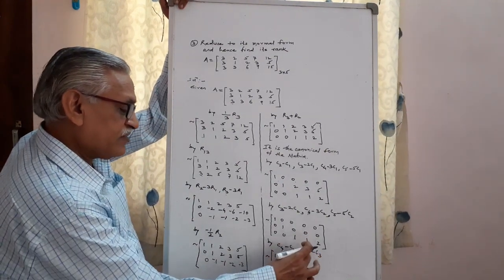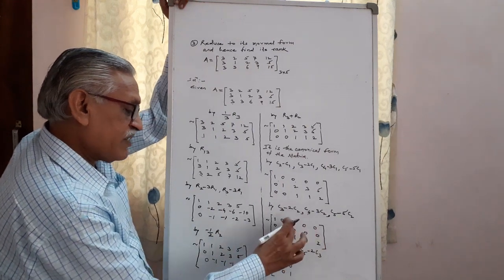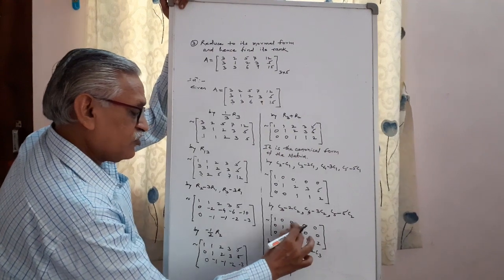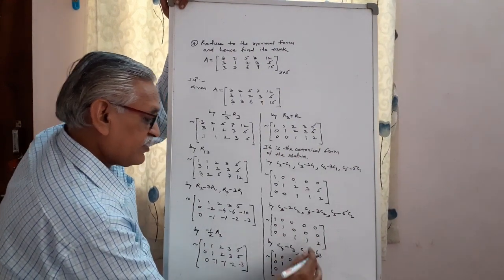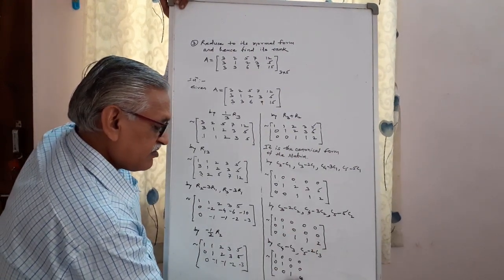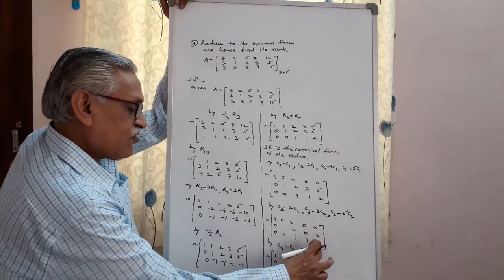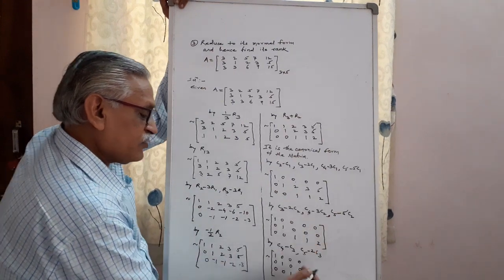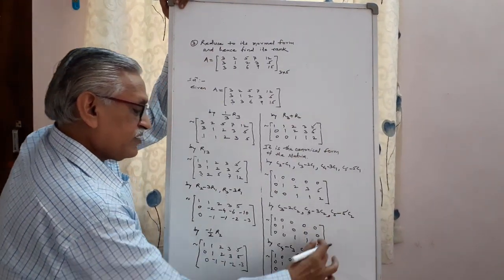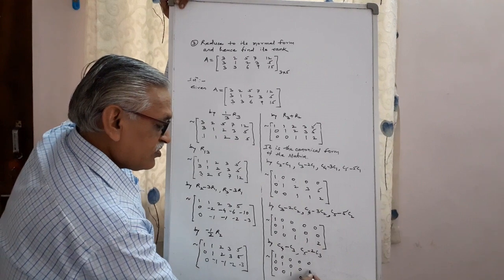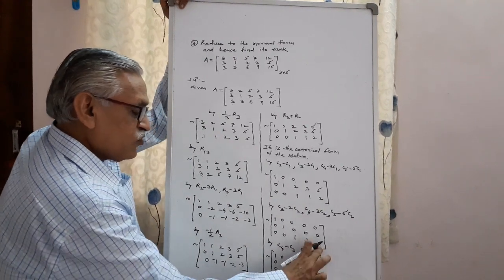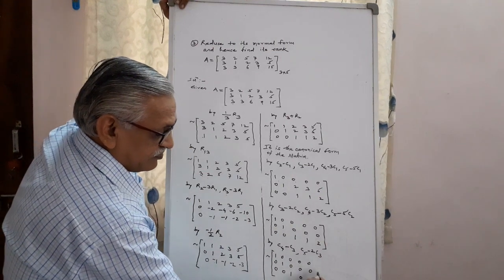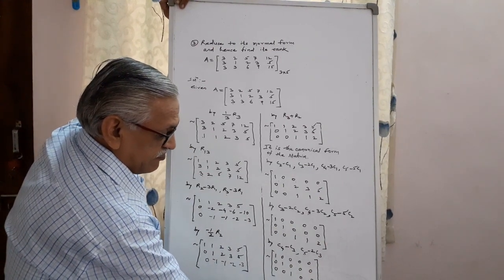Then applying this to C4: 0 minus 0, 0 minus 0, 1 minus 1. And then for C5 minus 2 times C3: 0 minus 2 times 0, that is 0. 0 minus 2 times 0, again 0. And 2 minus 2 times 1, 2 minus 2, we get 0 here. Okay.